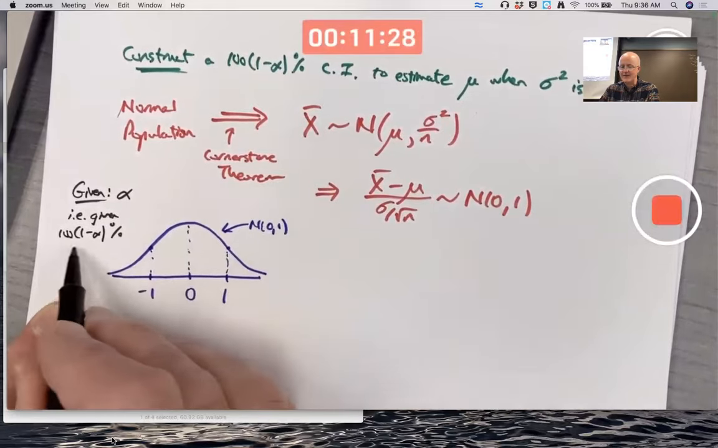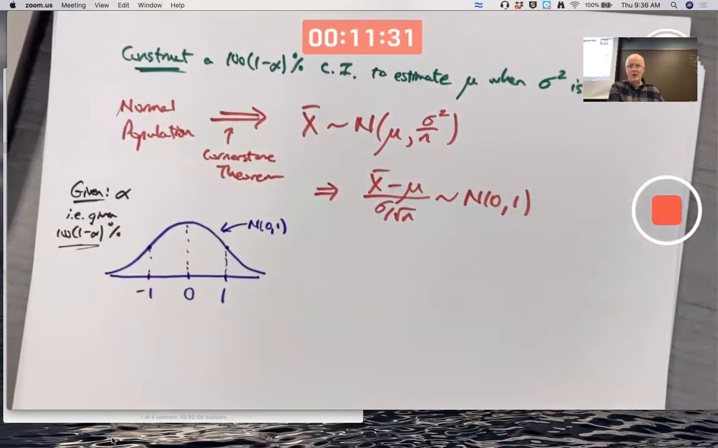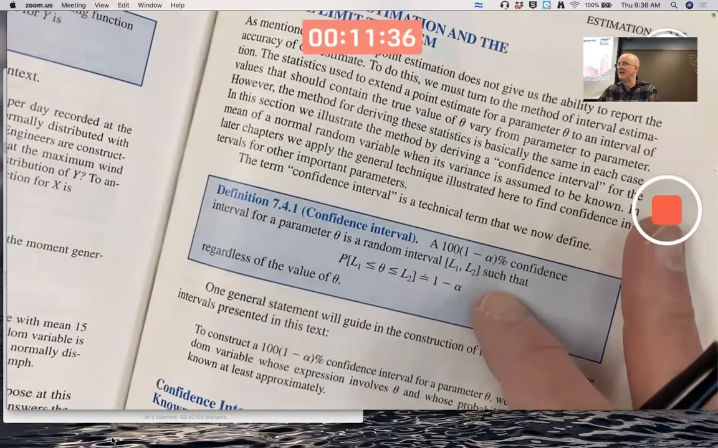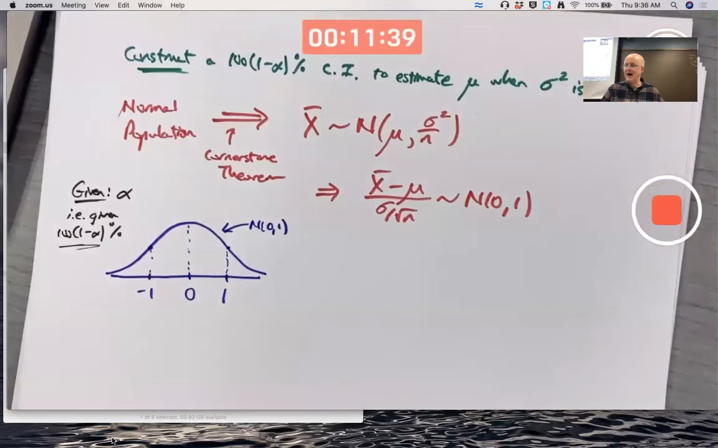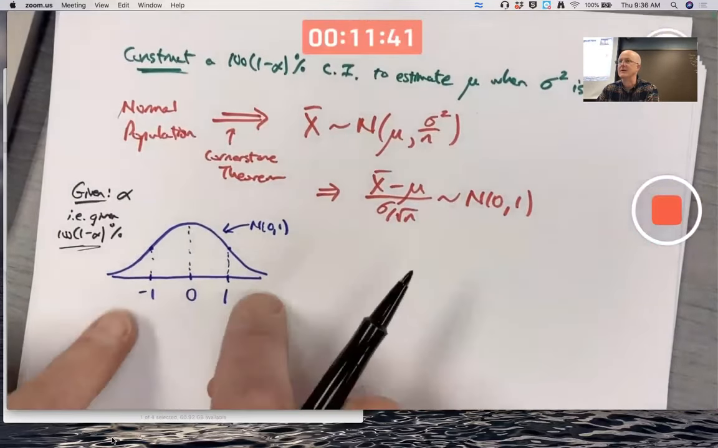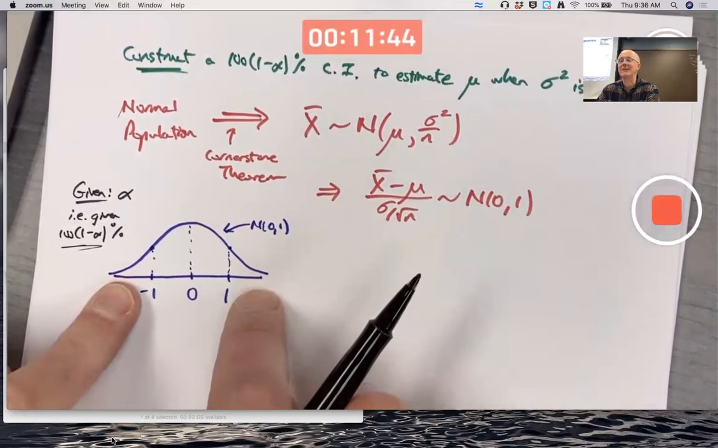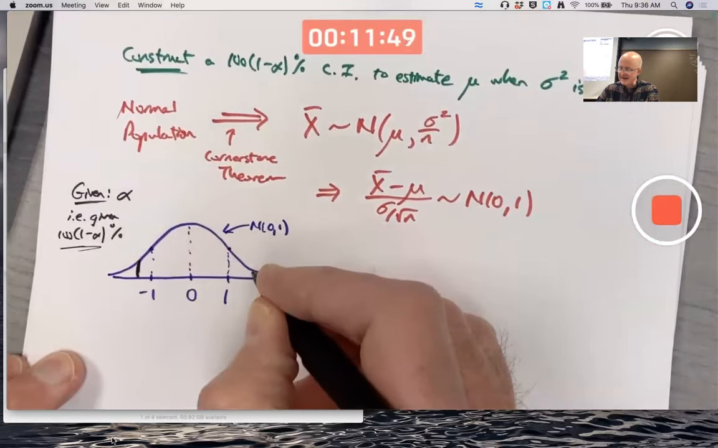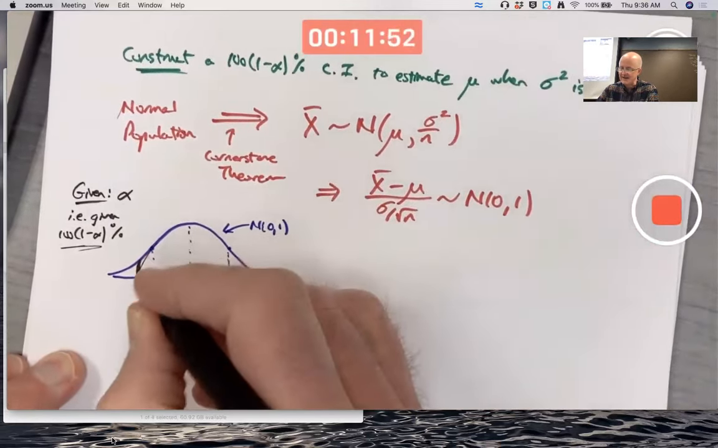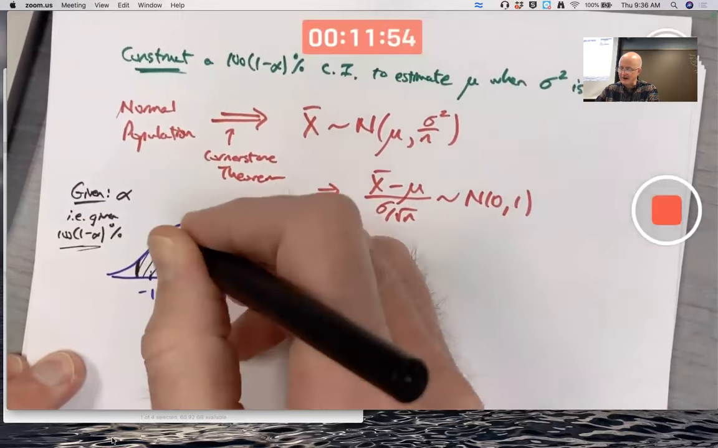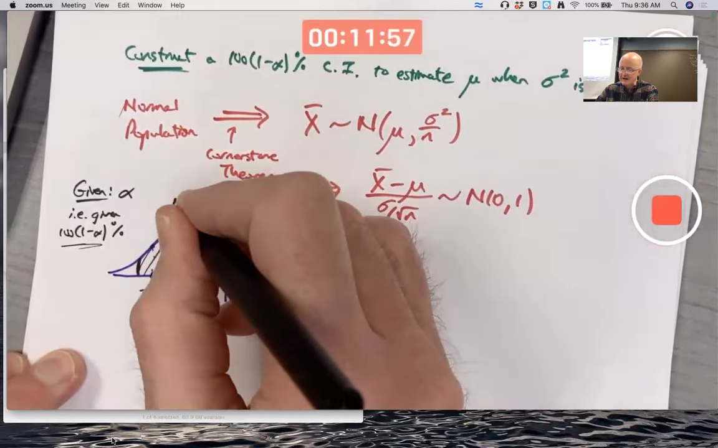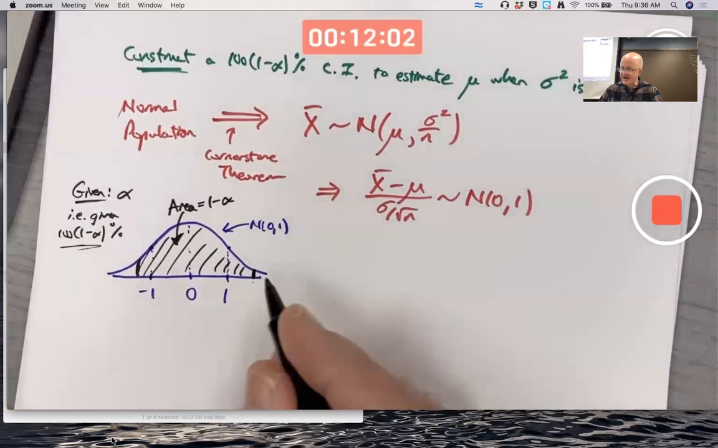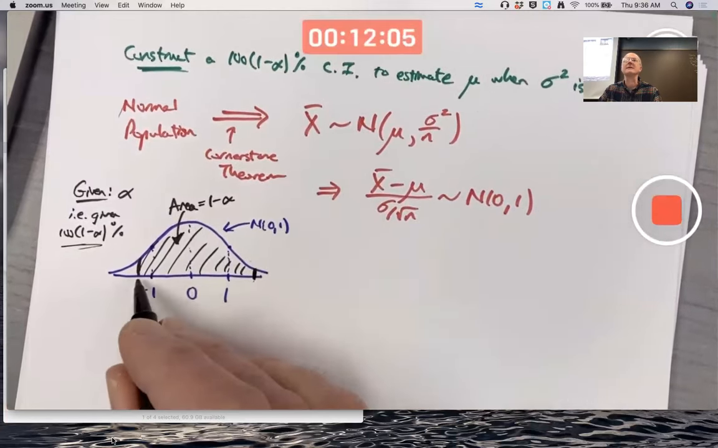We still want this to be true. We want this probability to be 1 minus alpha, but I don't have to pick two numbers that are symmetric about 0. I could pick them to be asymmetric. Maybe like this. Maybe this area is 1 minus alpha. And I purposely picked it to not look symmetric. Right? That number over here is further from 0 than this number is.